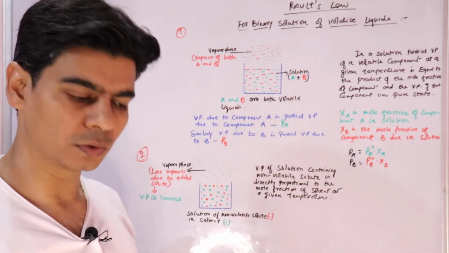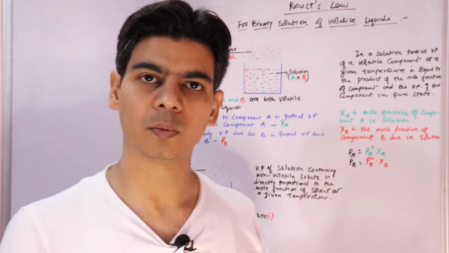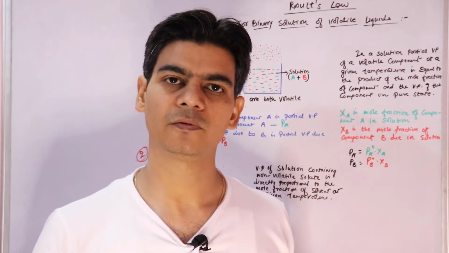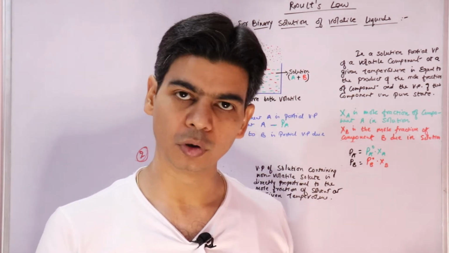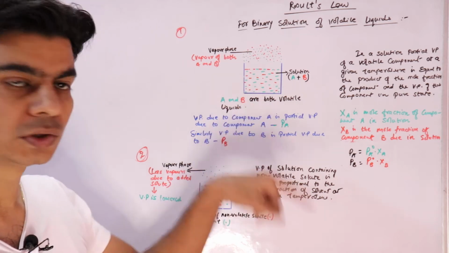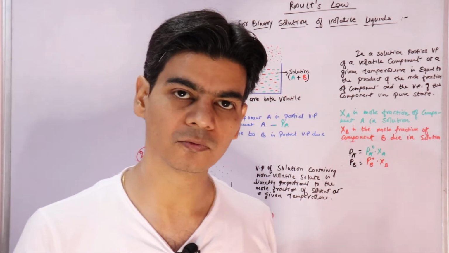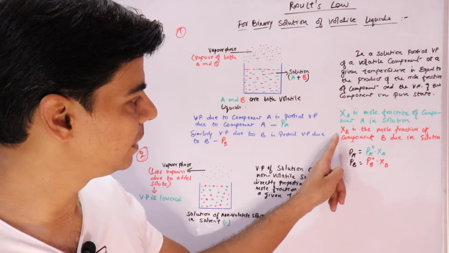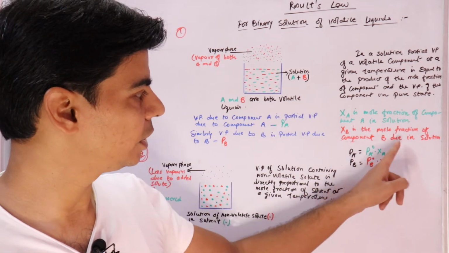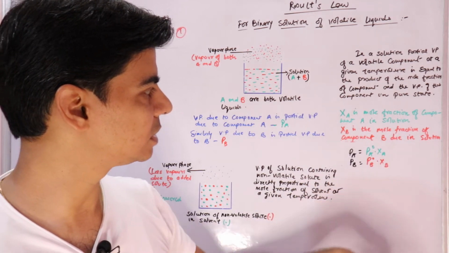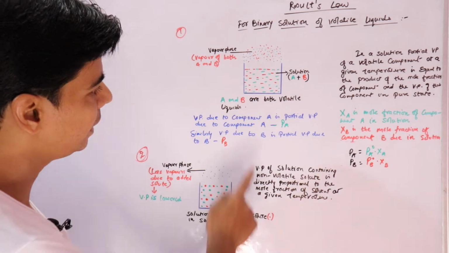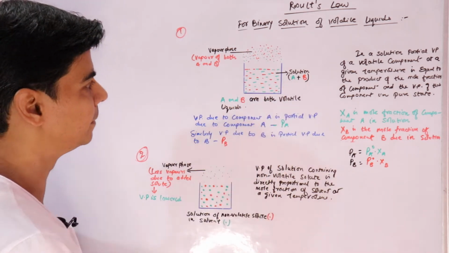The moles of liquid component A give the mole fraction of A, and the moles of liquid component B in this solution give the mole fraction of B. So XB represents the mole fraction of component B in solution, and XA represents the mole fraction of component A in this solution, A plus B.